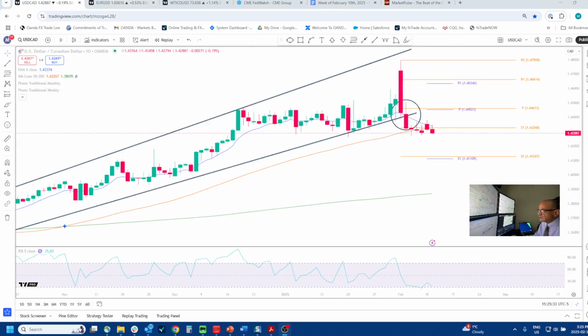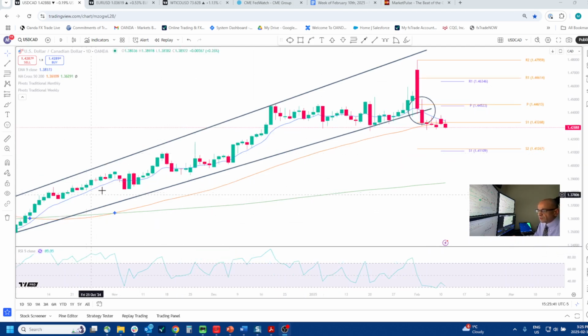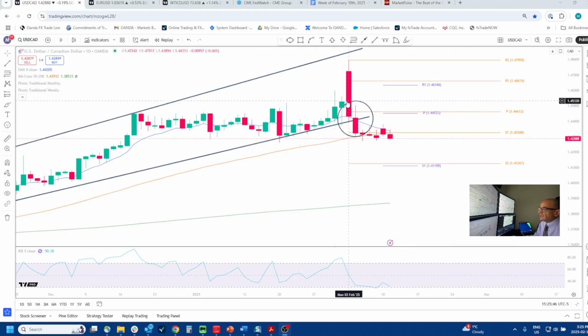This is the USD CAD, or USD against the Canadian dollar, daily chart. And what we are looking at on the chart at the moment, price was moving in an ascending channel, and then following the tariffs announcement on February 3rd, specifically the 25% tariffs on Canada and Mexico, this took the price for USD CAD gapped up.